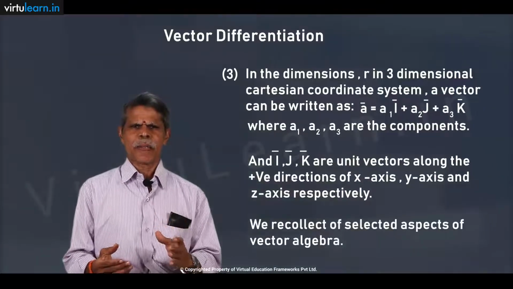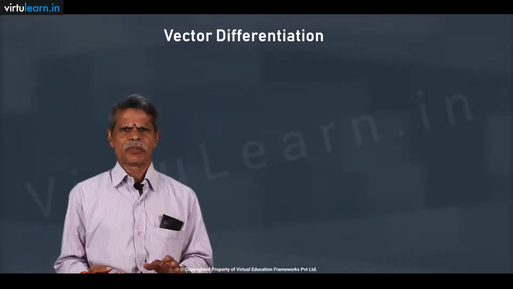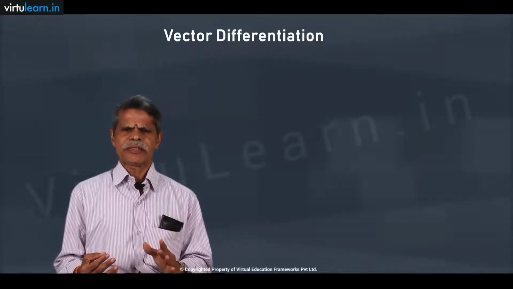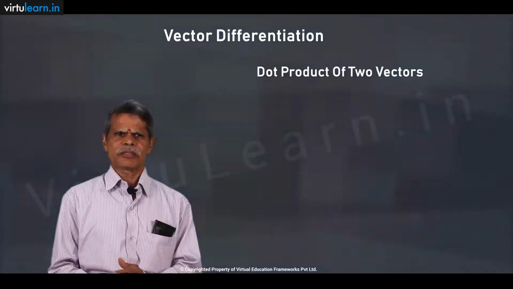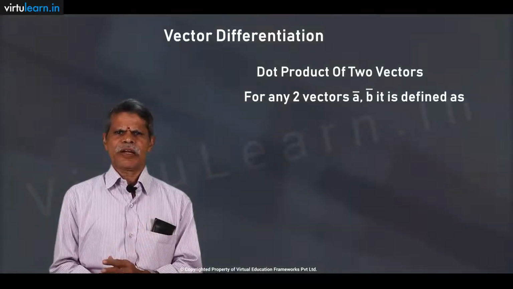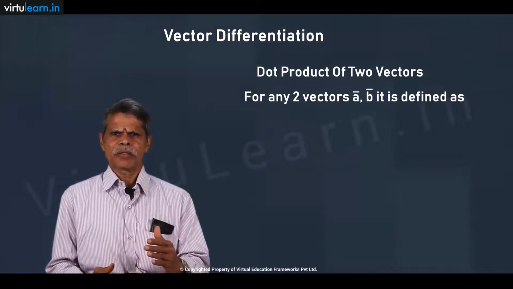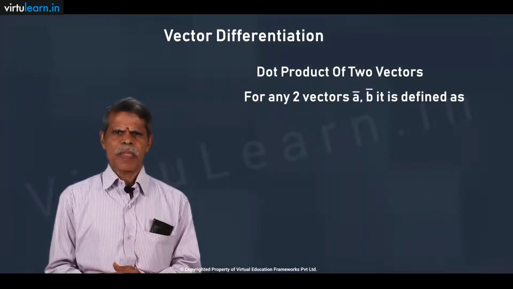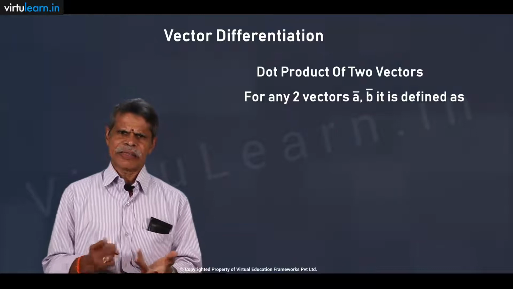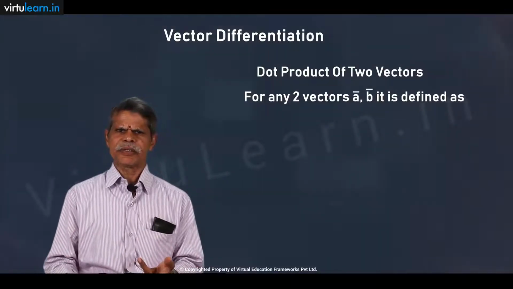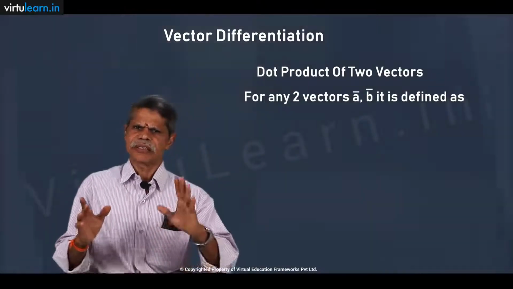Let us recollect certain aspects, for example, the dot product of vectors. We are not going to discuss addition and subtraction. We are directly going to the dot product of 2 vectors. Suppose A bar, B bar are two vectors. Then how do we define their dot product or inner scalar product? Actually, when we consider 2 vectors, we can have 2 types of products, one is a dot product, another is a cross product, depending upon the result of the product. So initially, let us discuss the dot product.